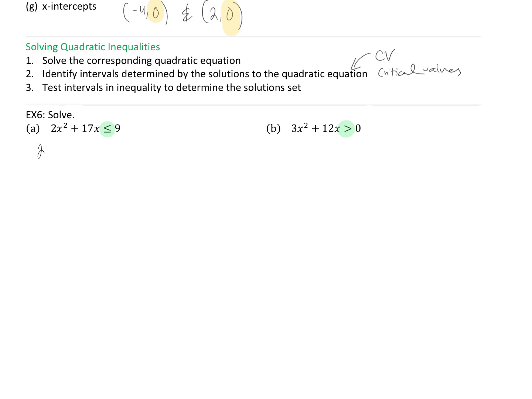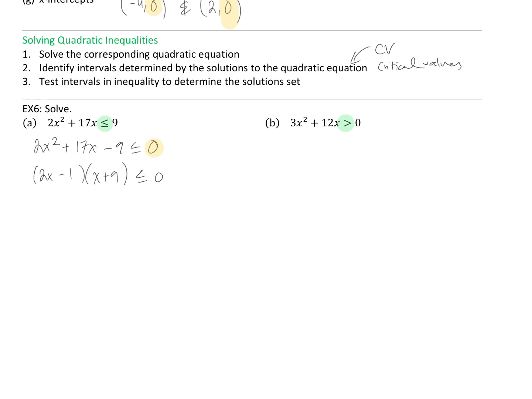But first, we'll go ahead and solve it like normal. So we'll subtract 9 from both sides, set it equal to 0. Main thing, again, remember to set it to 0. Then let's factor this. That's going to factor perfectly into x plus 9 and 2x minus 1, less than or equal to 0.